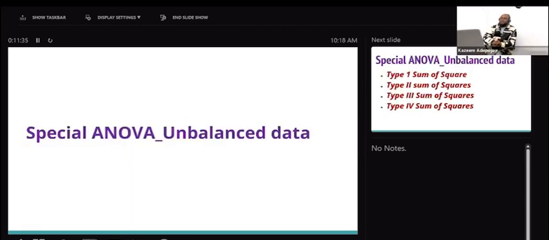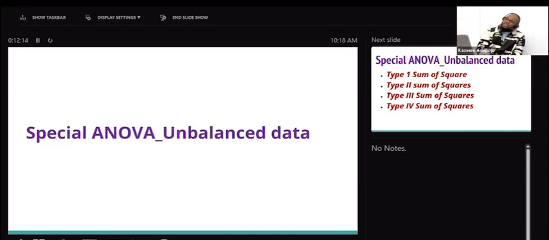Now from there, we move to special ANOVA. Why is it called special? Because we don't have balanced data. That's why it is called special. When we have unbalanced data, of course, using the conventional sum of squares that we use for the balanced case is not going to yield good results. And that is the reason why we're going to consider another set of sums of squares that we call type 2, type 3, and type 4.